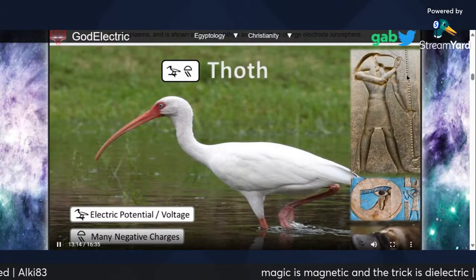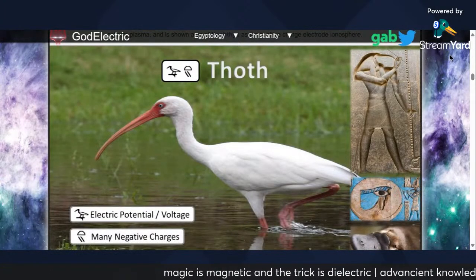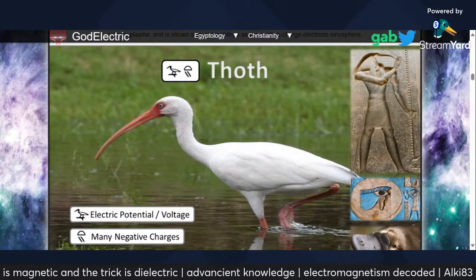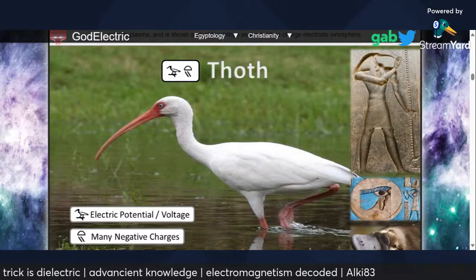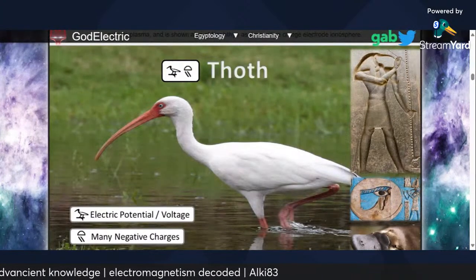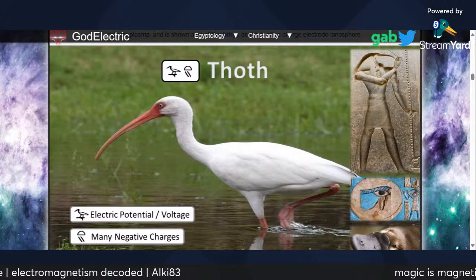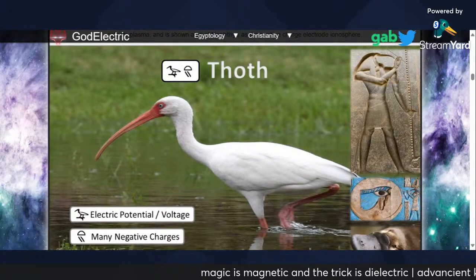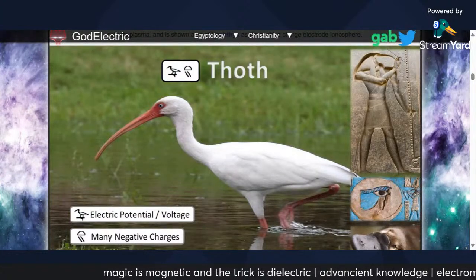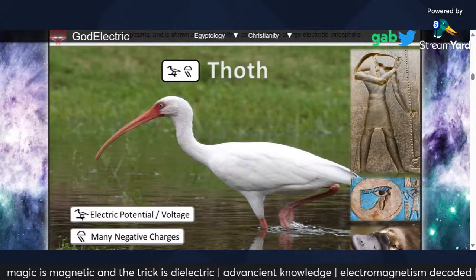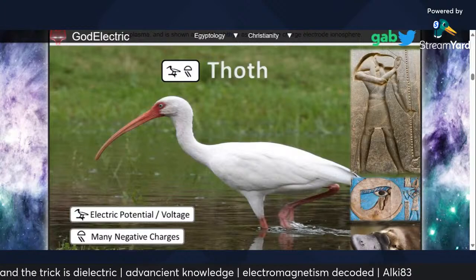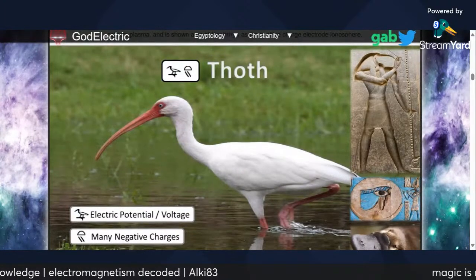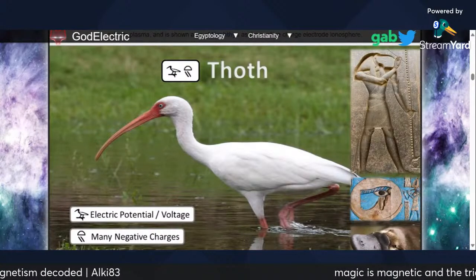The ibis is a tactile hunter. It uses a combination of receptors in its bill to sense its prey. God Electric theorizes that as well as mechanoreceptors, the ibis uses electroreceptors in its bill like the platypus, and Thoth therefore defines electric potential or voltage. Ampullary electroreceptors allow response to low-frequency electric signals that are generated by animal nerves and hearts. Known as the tongue and heart of Ra, Thoth indicates the electric potential across a star and is explained in Book of the Sun's Electric Field, which we will now summarize.